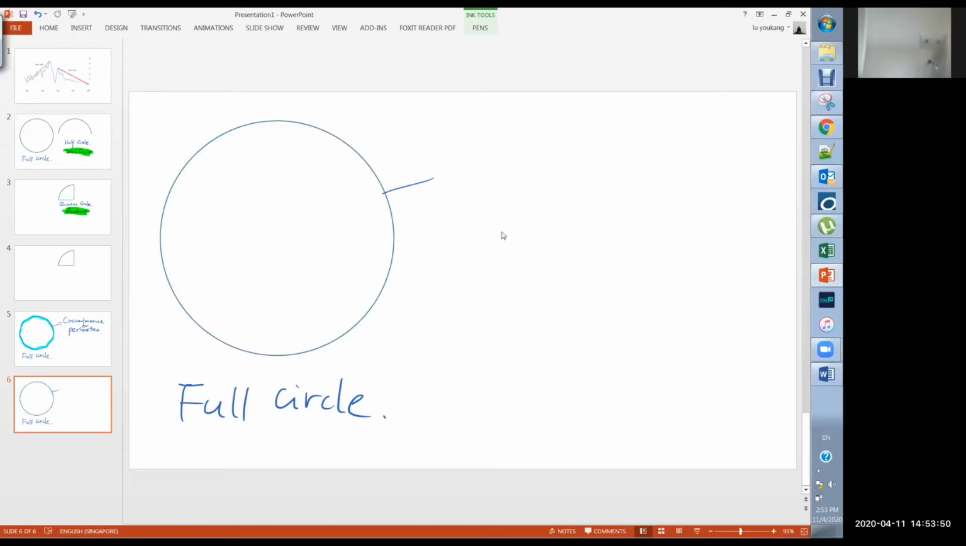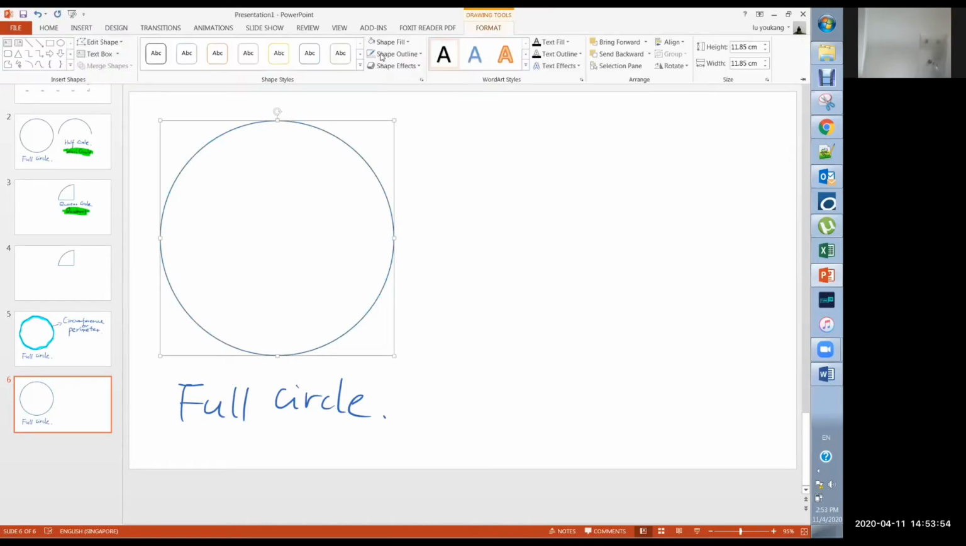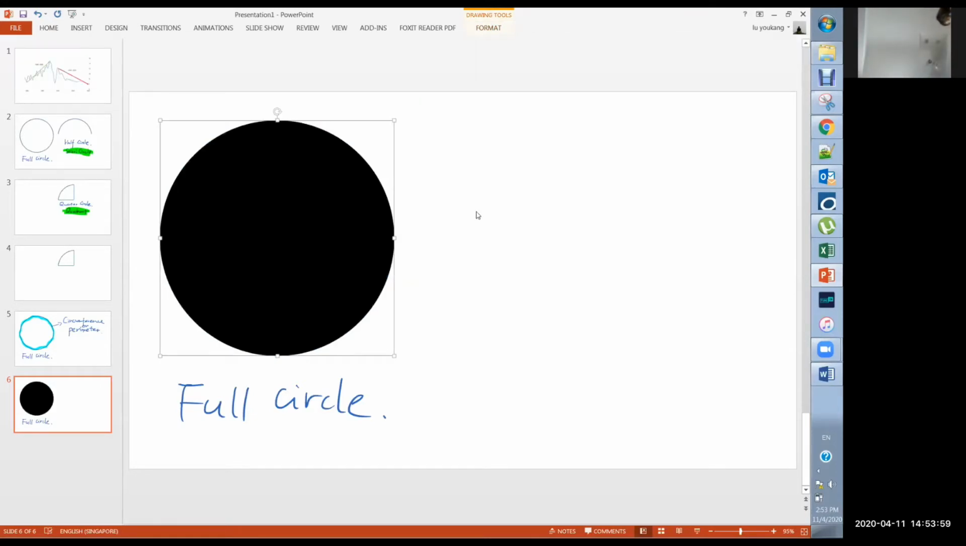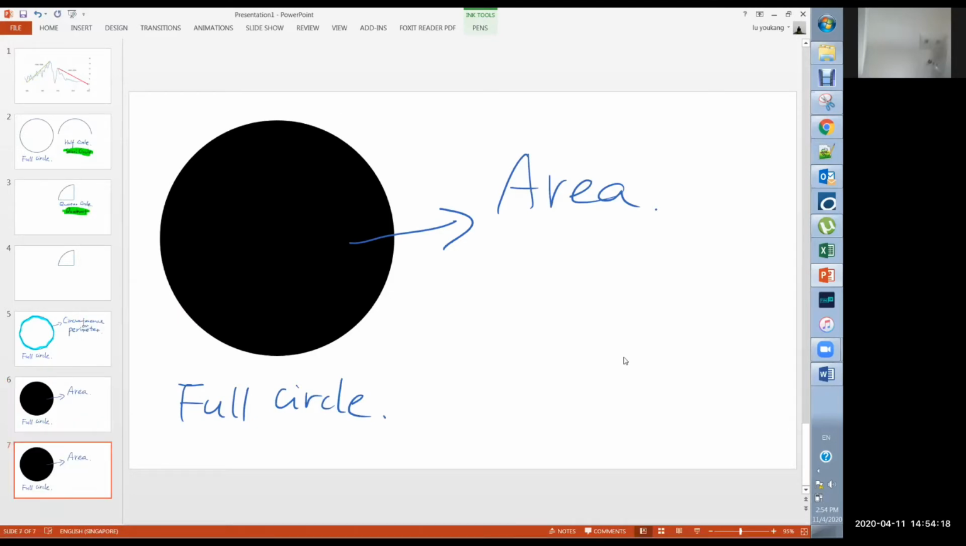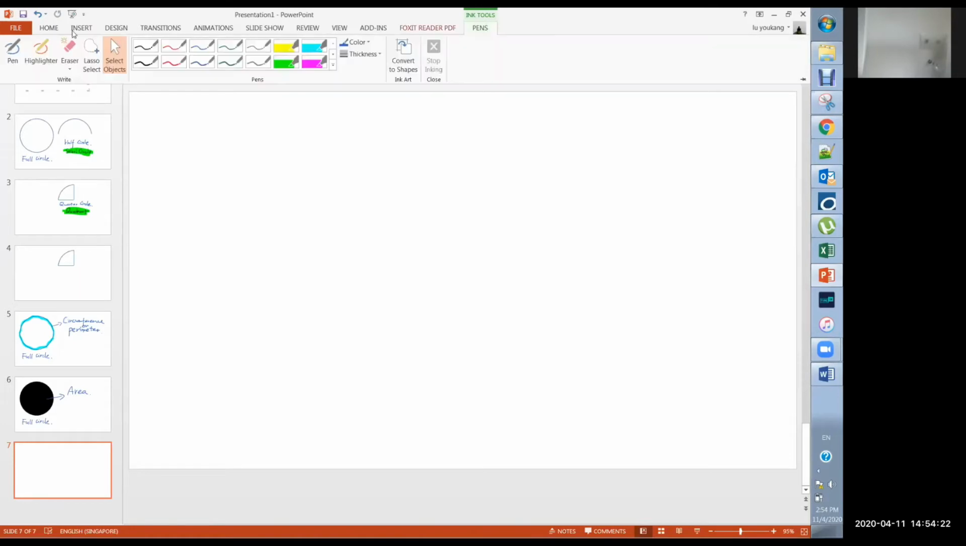Besides perimeter, the next thing you need to know is this thing. The entire black colored part is called the area. Okay, it's called the area. So let me give you a similar example.